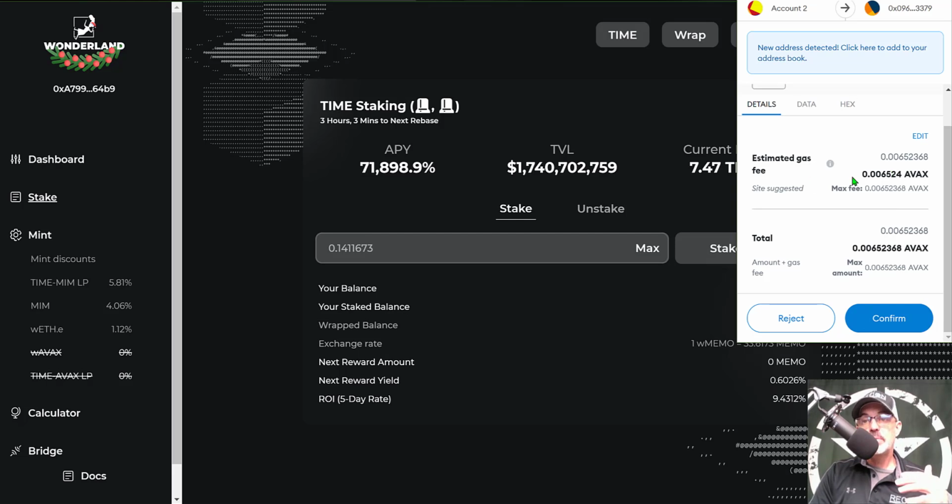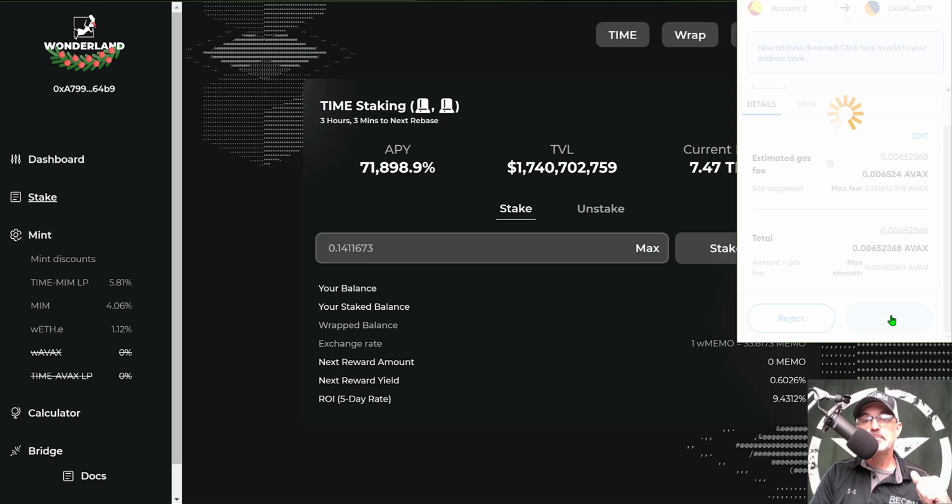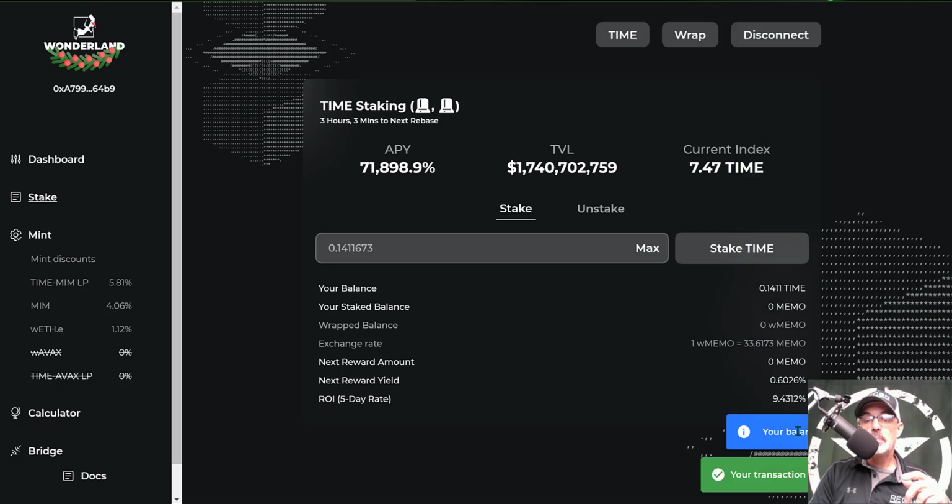I will again have to confirm the transaction, and I'm going to pay a small fee. So I go ahead and click confirm. And that transaction was confirmed. My balances should update soon. My transaction was successfully sent. My balance has been successfully updated, and you can now see under your staked balance, my time that I had in my wallet now are called memo, and they're now staked. And I will now start earning yield, and my 5-day return on investment is scheduled to be around 9.5%.